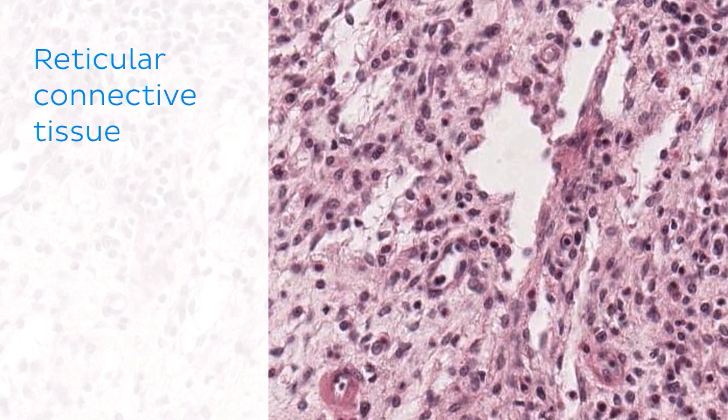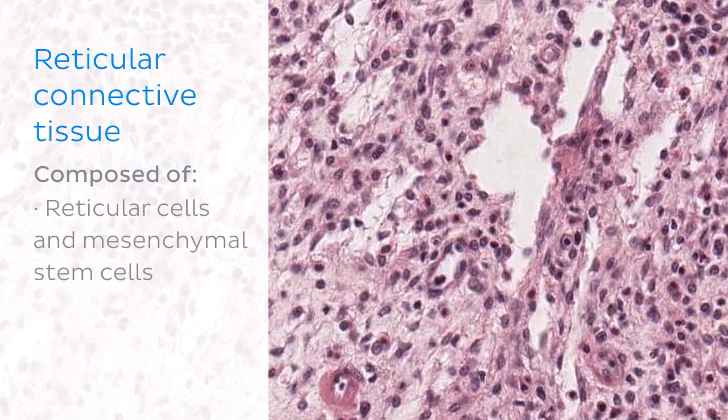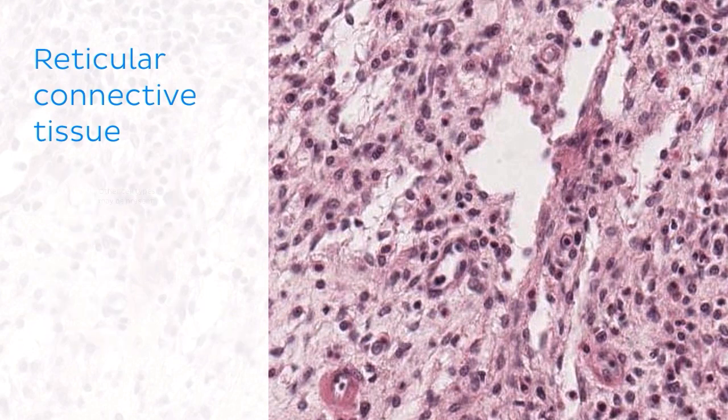As with all connective tissue, reticular connective tissue is composed of a cellular component, which consists of reticular cells and mesenchymal stem cells, fibers known as reticular fibers, and ground substance. It's worth noting that other cell types may be present depending on the organ in question, for example, lymphocytes attached to reticular fibers in lymph nodes. We're now going to explore each component of reticular connective tissue individually.